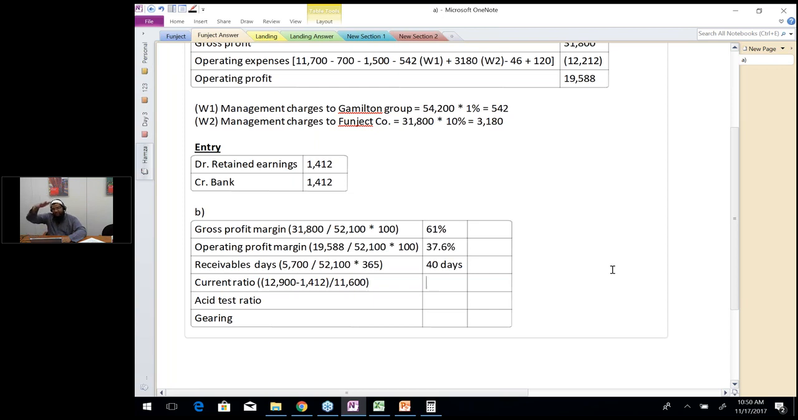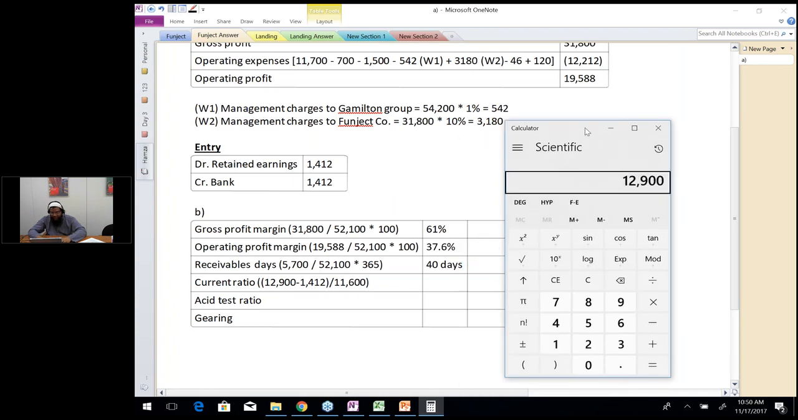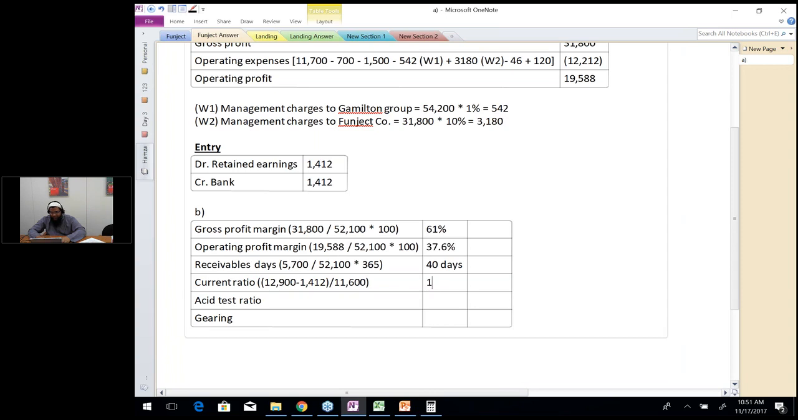So as the cash has been reduced because of the decrease in the profit, if I'm earning less, I'm going to receive less cash. So the current ratio in this case is going to be 12,900 minus 1,412 divided by 11,600, which is going to be 0.99. So approximately I can say 1:1. The current ratio is 1:1.